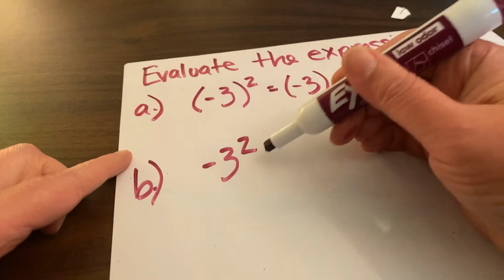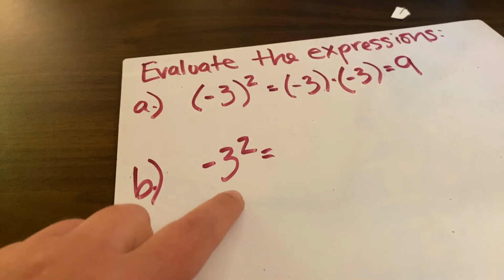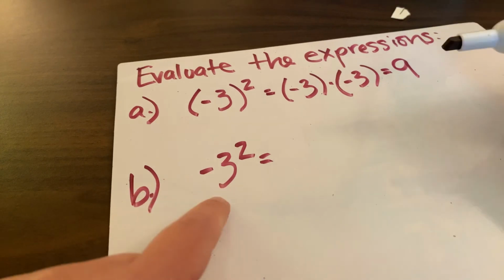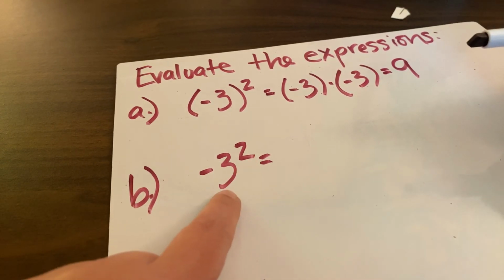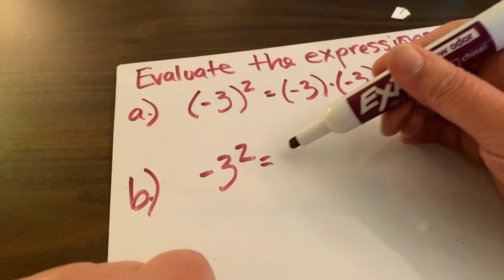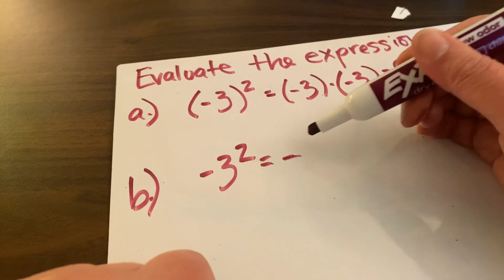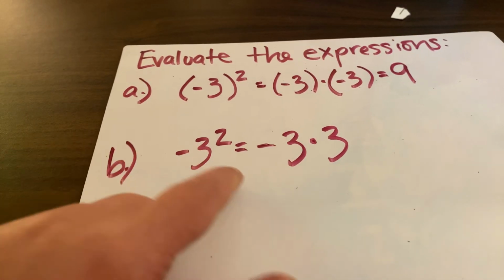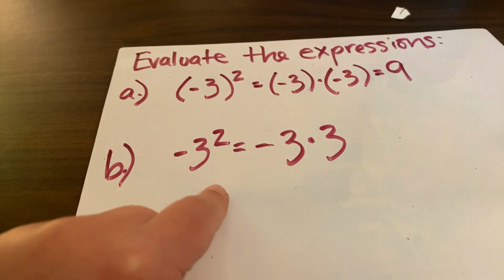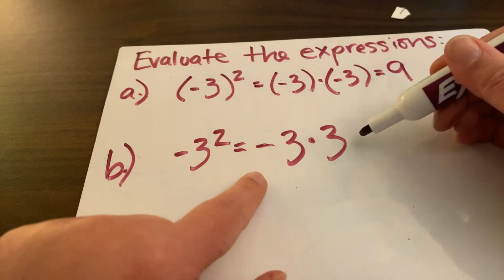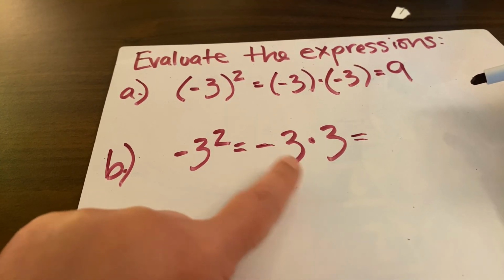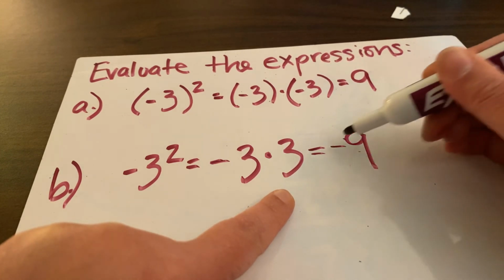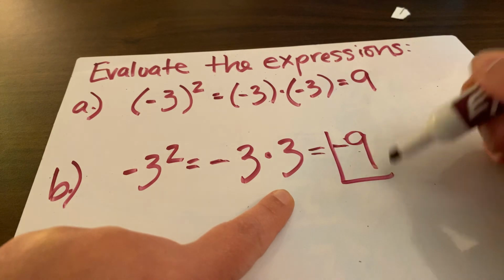Now, what if we have -3 squared? Notice there are no parentheses. So what this means here is square the 3 and then take the negative. In other words, I'm going to write it like this. The opposite of 3 times 3. The negative is not repeated because it's not included in the parentheses. And so your answer here, a -3 times a positive 3, is -9, right?